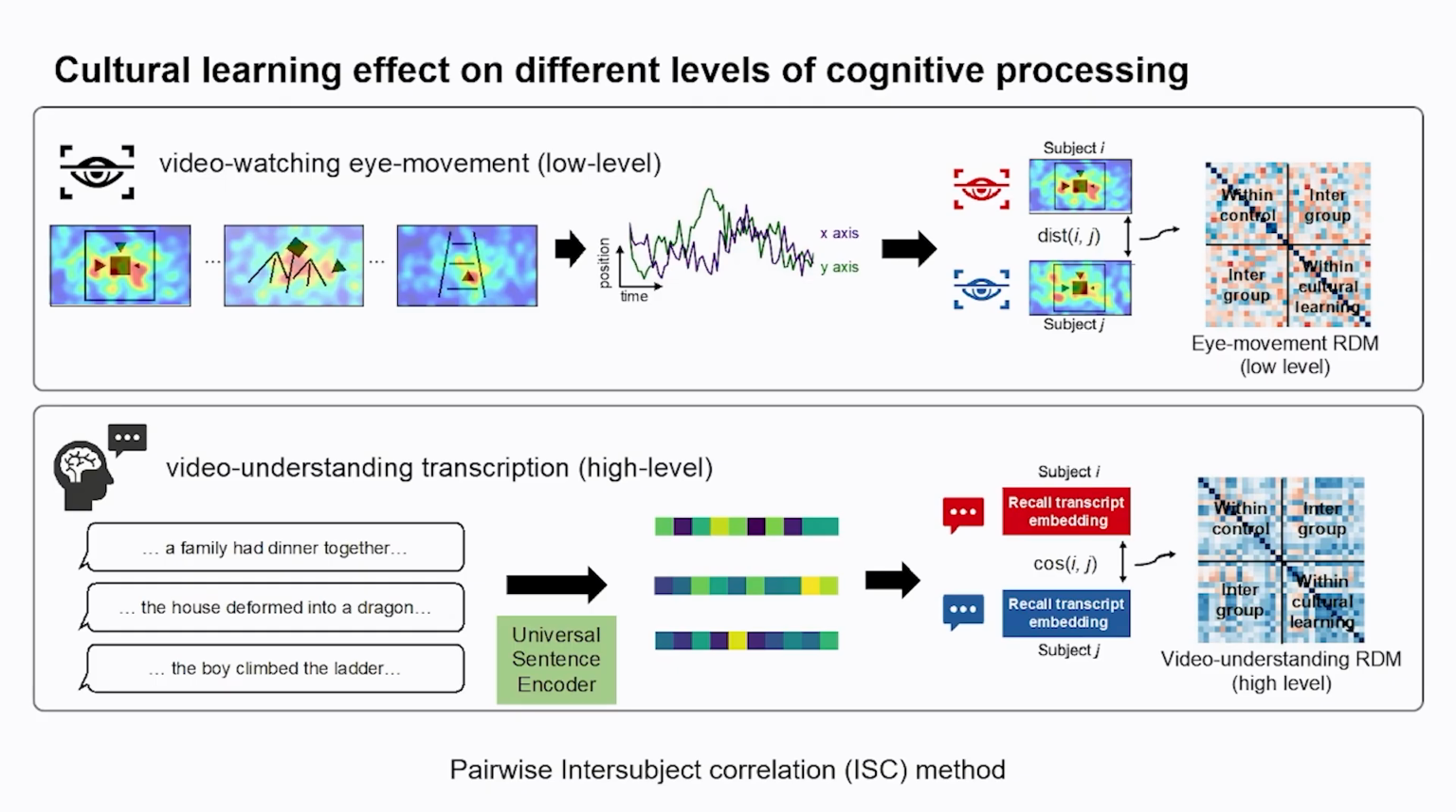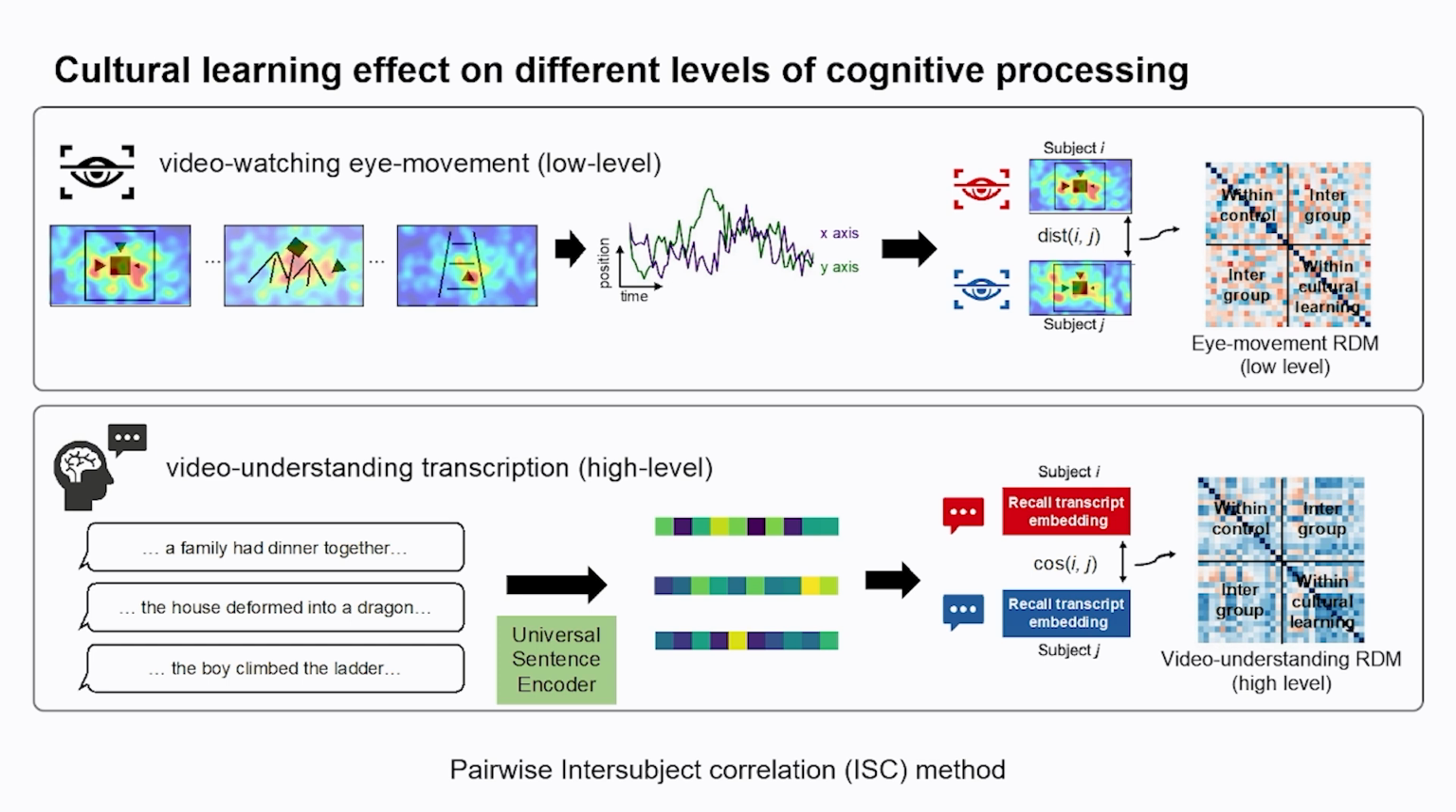Our first aim is to examine whether interactive cultural learning alters participants' cognitive processing and to determine at which cognitive level those changes occur. And we employ the method called pairwise intersubject correlation. For the eye movement data, we calculated the similarity of their coordinate time series between pairs of learners.